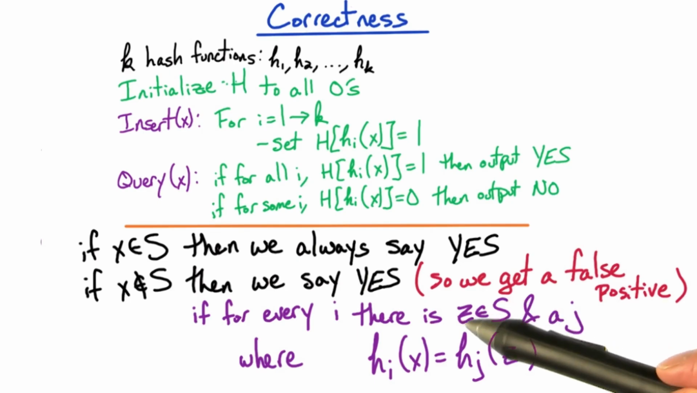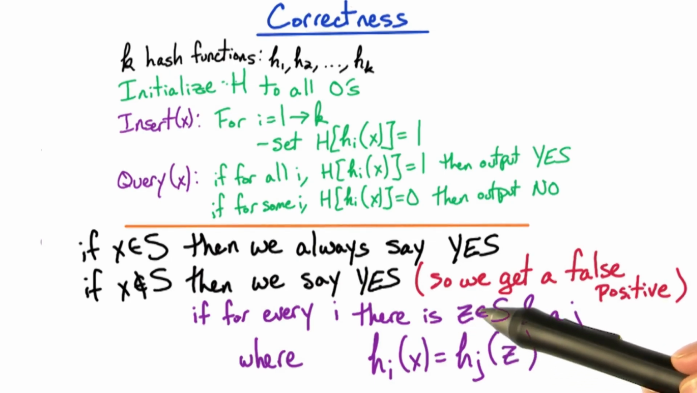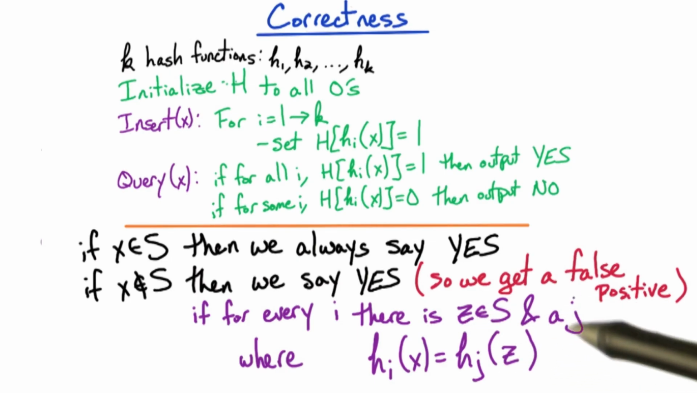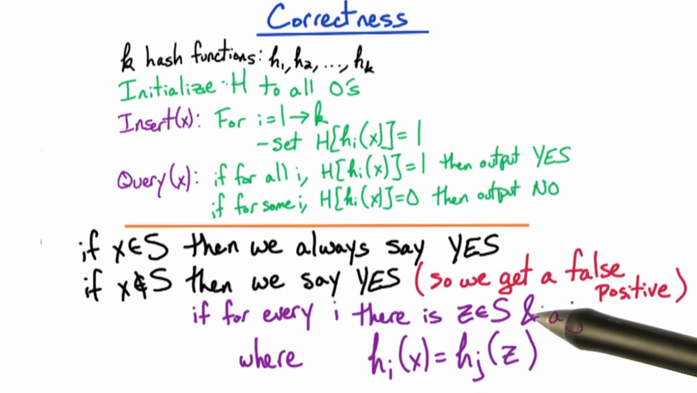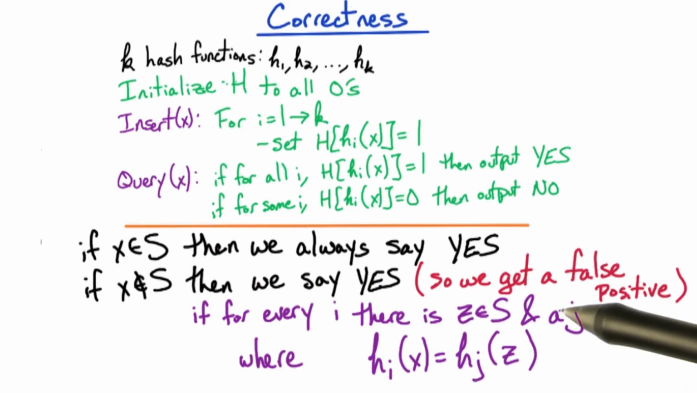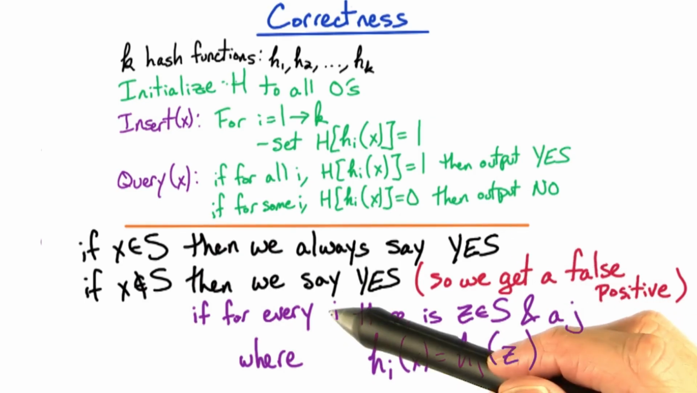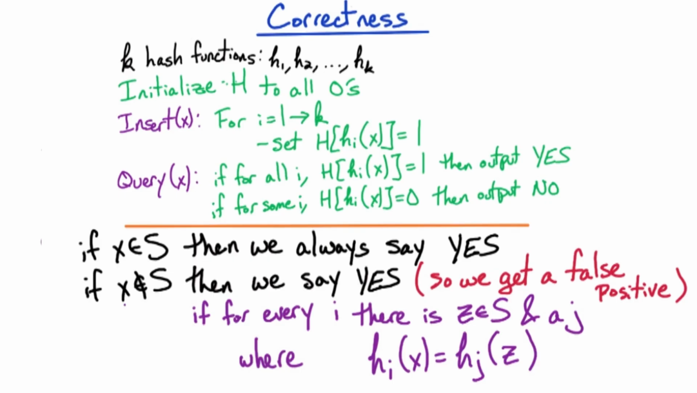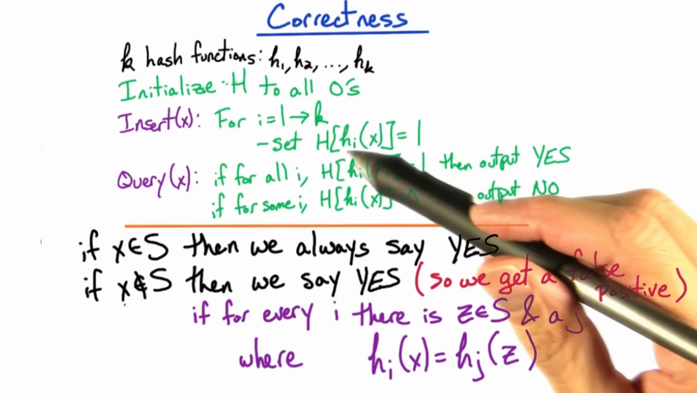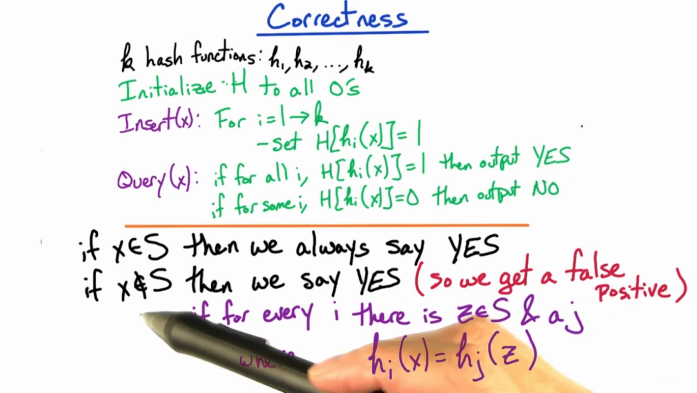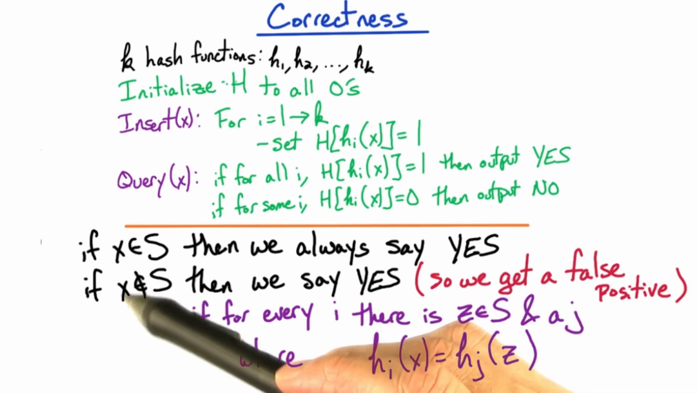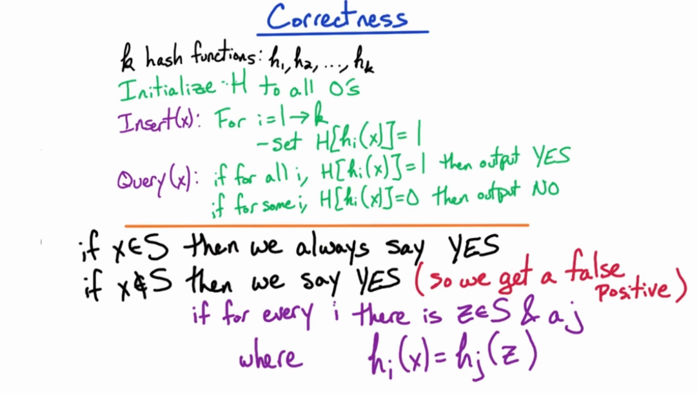So that means that for each of these insertions, each of these elements in S, they have many choices of j which are set to 1. So it's more likely, if k is big, that one of these k bits is going to match up with one of the bits of x. So if k is too large, every insertion is setting too many bits to 1. If k is small, then when we're doing a query on x, we're checking too few bits. So there's some optimal choice of k, not too large and not too small.